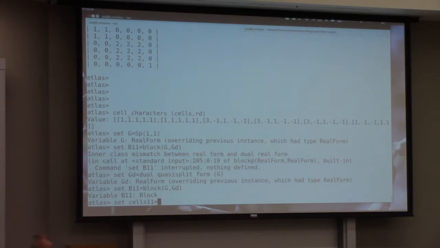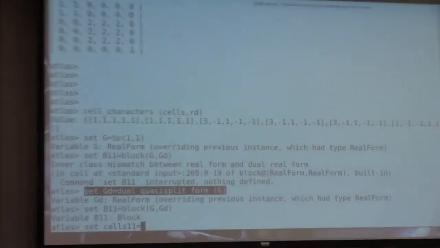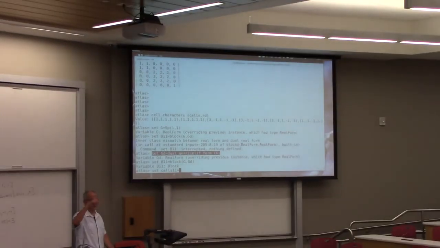Where does GD come from? What do you mean? Well, you talked about GD, but I don't know. I said it right there: the dual quasi-split form of G. The first time, I overwrote it, and that's the reason the first one didn't work. GD was... oh, right, quasi-split. The first time I defined it to be dual to SP4R.